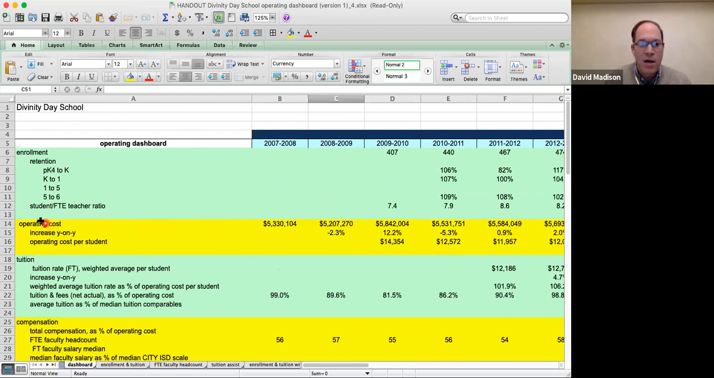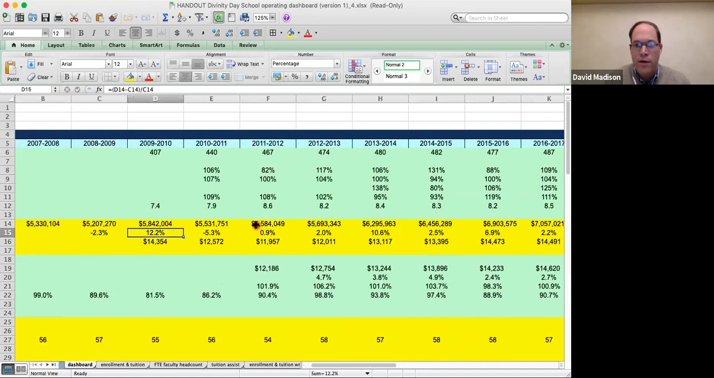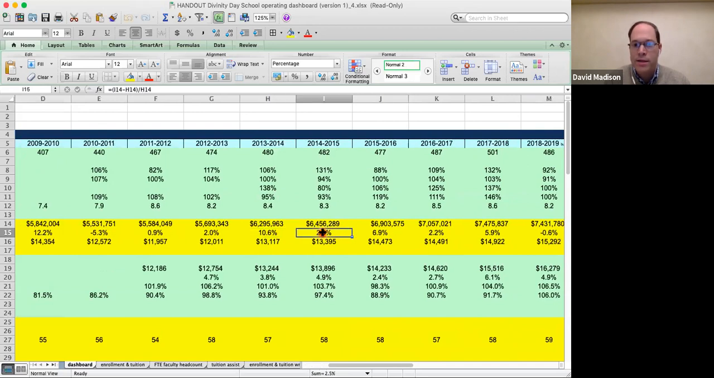The next item is the operating cost that I mentioned. So here's the total operating cost of the program. And then this next line talks about the increase. So they had a 12% increase in costs this year. Then they kind of reeled that back a little bit. Then things stayed relatively flat at 2%. They had a big increase there. Then kind of stayed flat again. Then almost a 7% increase.